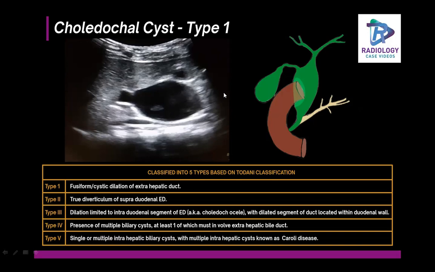They are classified into 5 types based on the Todani classification. The classification is based on whether there is only intrahepatic or extrahepatic or both involvement. The Todani classification is divided into 5. This is a case of type 1, fusiform dilatation of the extrahepatic bile duct.